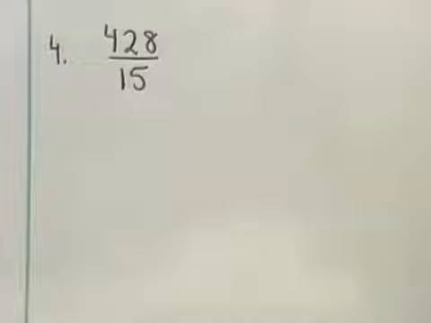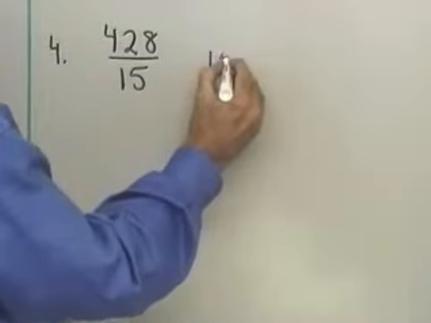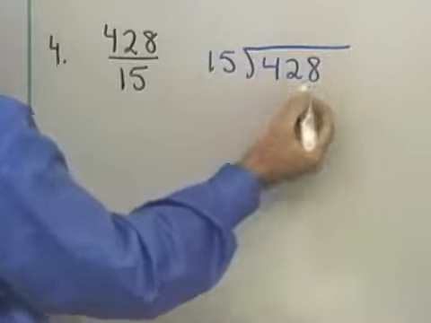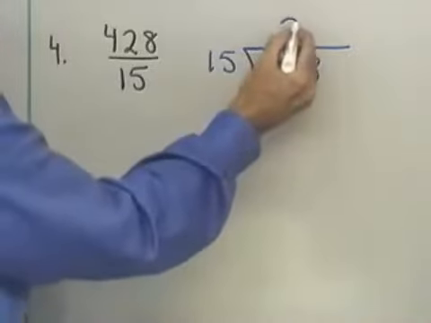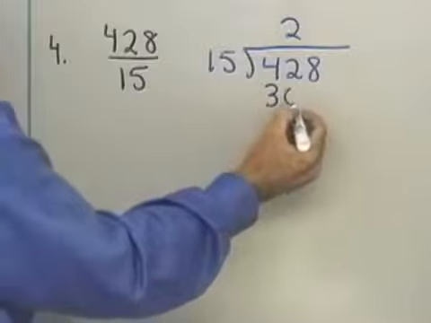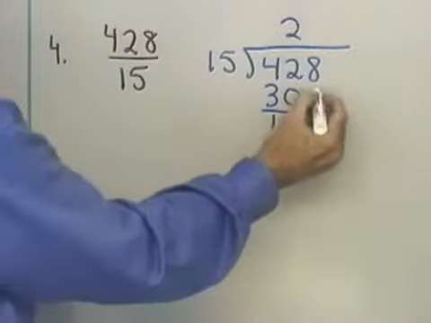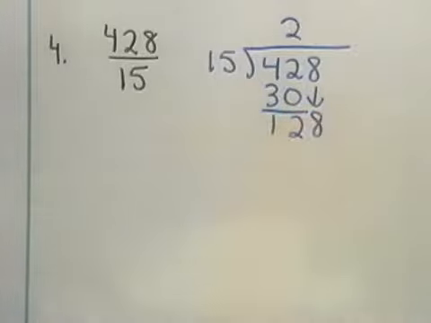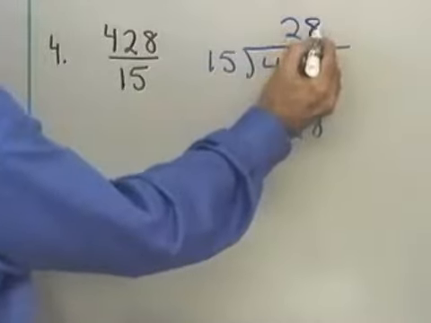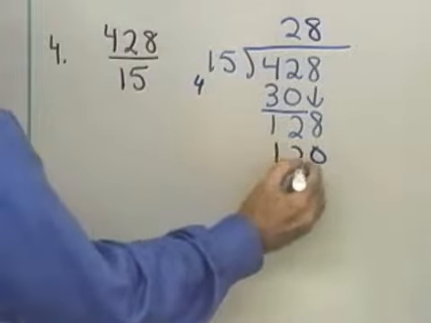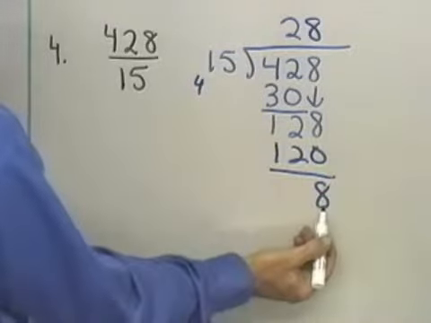428 over 15. Let's do that division again. I'll take 15 and divide it into 428. Let's see, 15 into 42, I'm going to say twice. I multiply, I get 30, subtract, and I have 12. Bring down the 8, and let's see, 128, and let's try 8. 8 times 5 is 40. Carry the 4, 8, and that is 12. Okay, I think we're all right. Okay, so I have a remainder of 8.